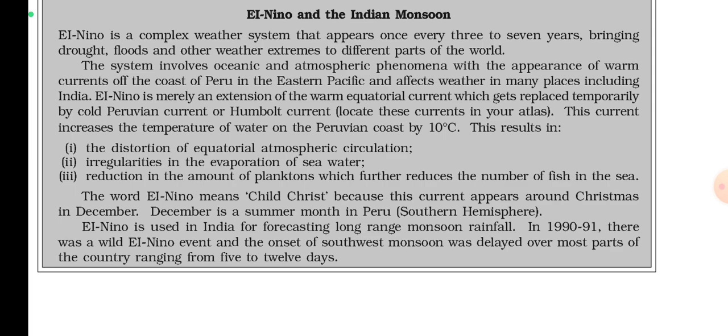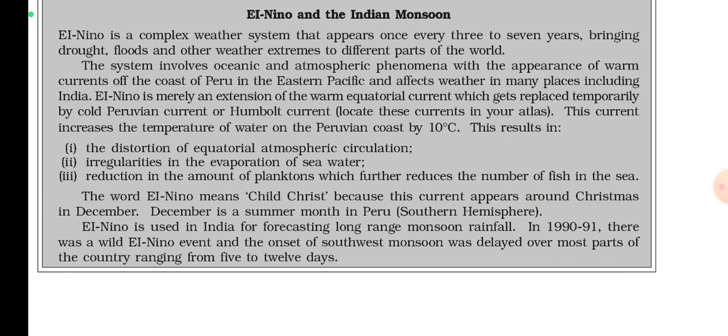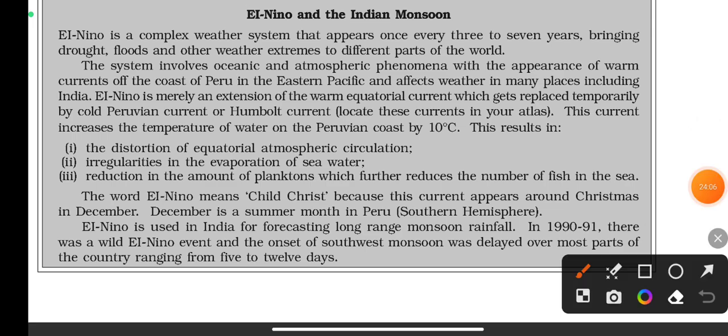The word El Nino means child Christ because this current appears around Christmas, in December. That's why we call it child Christ. December is a summer month in Peru; during December, in the southern hemisphere, it is summer.